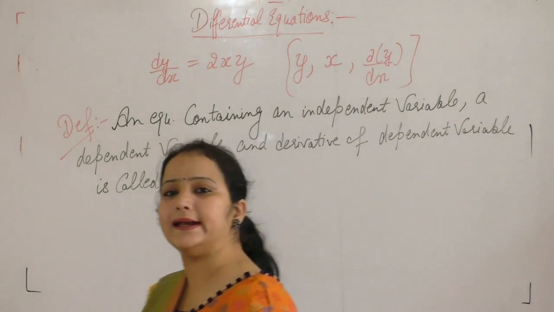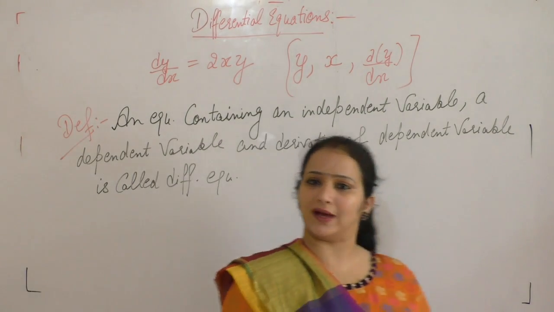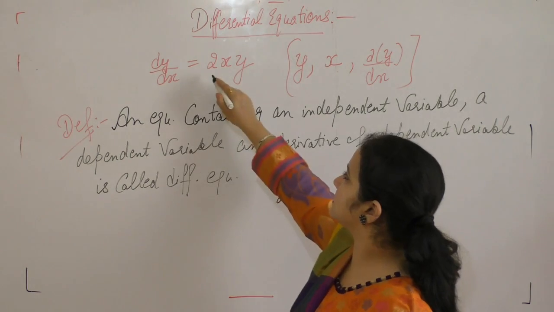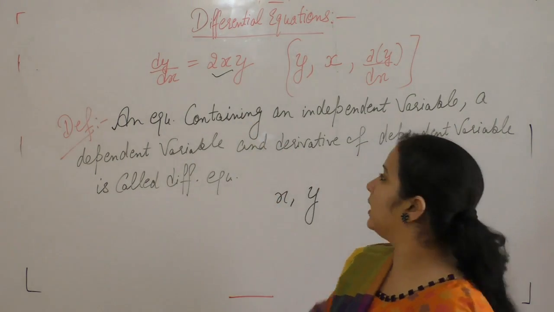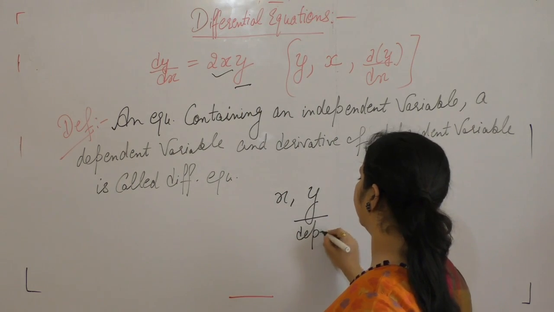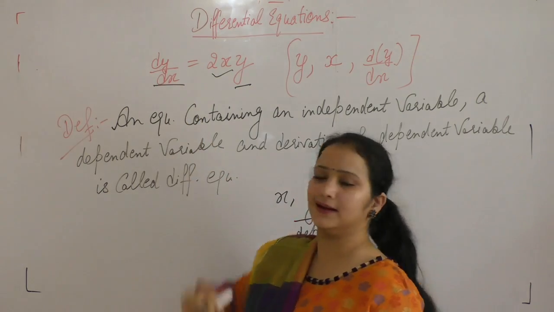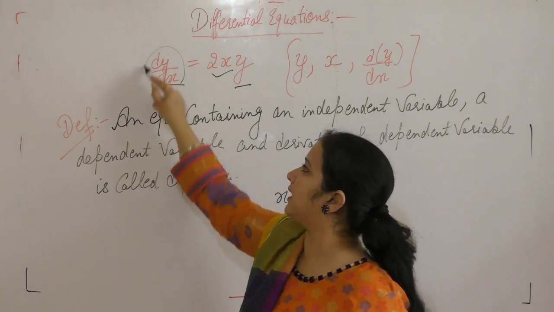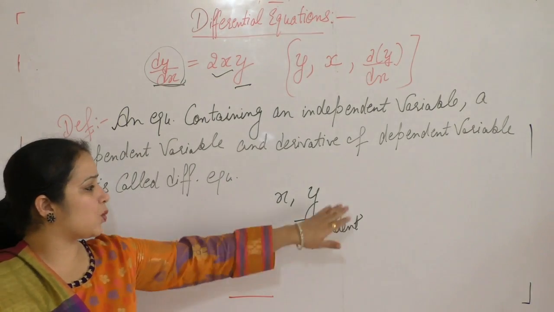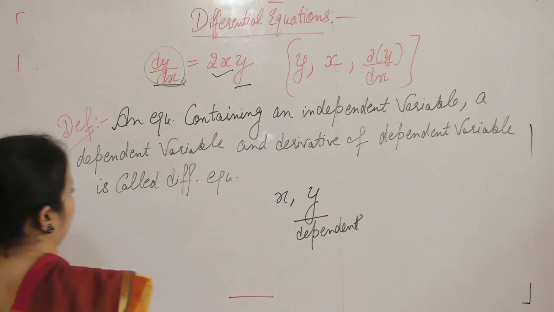Now what is dependent and independent variable? Variable means who change value. X and y are variable here. X is independent variable, y is dependent variable. Why y is dependent variable here? Because value of y depends on x. Differentiate dy upon dx, value of y depends on x. So y is dependent variable and x is independent variable.